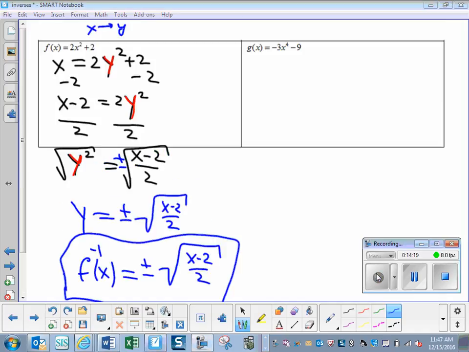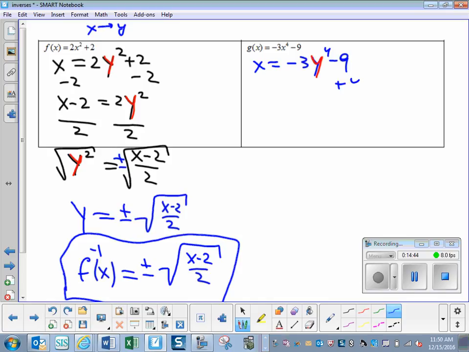So let's continue with our examples. Oh, do this one on your own, actually. The next one, power. The first thing is the same, right? Everybody got this. We switch x and y. So I put x equals negative 3y to the power of 4 minus 9. And then we're solving for y, right? Everybody got the first few steps right.